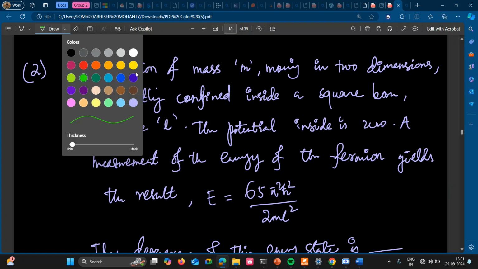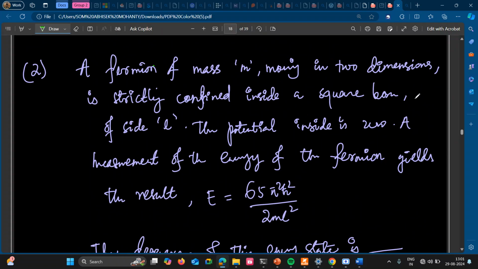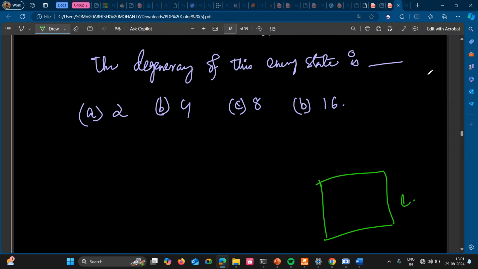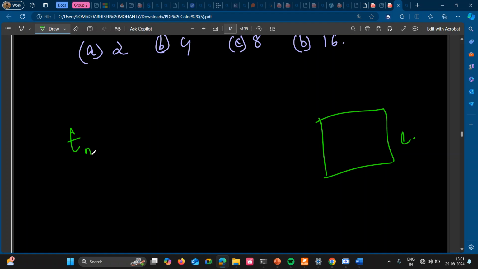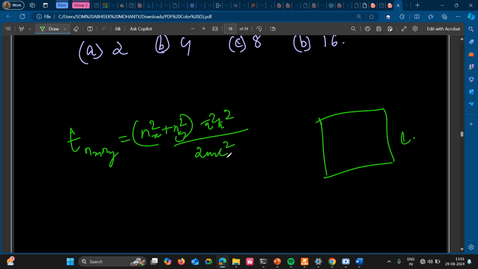The fermion is strictly confined inside a square box of side L. It's a fermion moving in two dimensions, which is a very important term. So first of all, in a two dimensional potential, what is the energy? E nx ny is nx square plus ny square, and as it is a square well, we don't need to worry about the length, times pi square h cut square by 2 m L square. Correct?